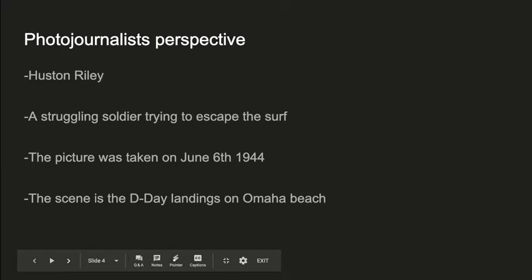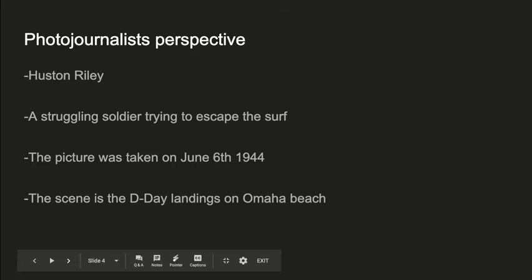This is a photograph of Huston Riley, the soldier in question. It was thought to be some other different soldiers. In some of the articles that I found, they did actually interview Huston Riley, where he recounts his interactions with Capa at the beach. Again, this is a picture of that struggling soldier trying to get away from their boat onto the beach while under heavy attack, and again straining to get where they need to go. This picture was taken on June 6th of 1944 as part of the D-Day landings.